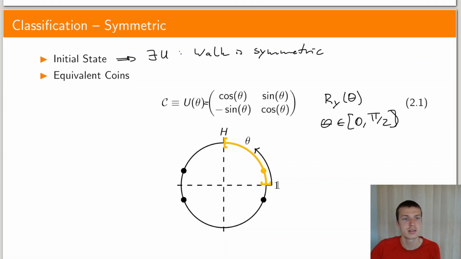As edge cases, we have the Hadamard walk, that is at theta equals pi over 2, and for theta equals 0 we get the identity, which is just the trivial walk that just goes out on the outside. And for all of those coins we use the same initial state, which is just the up state.